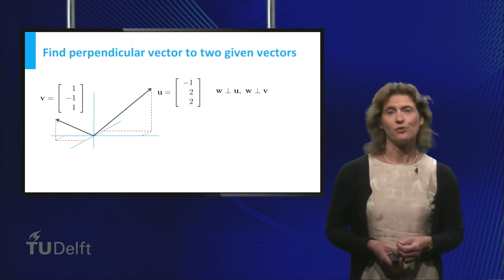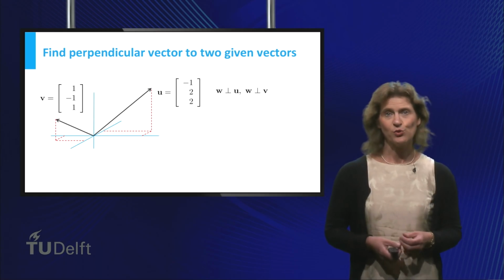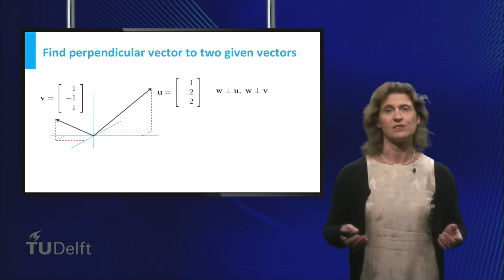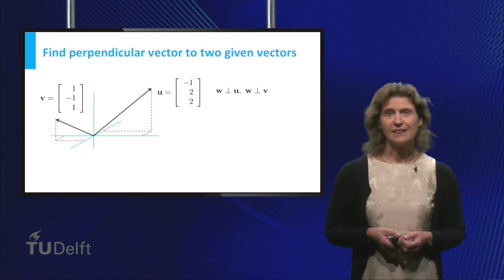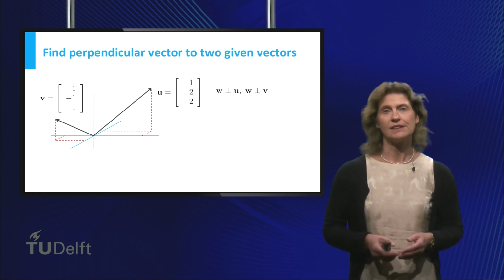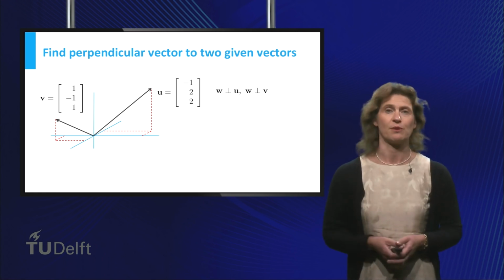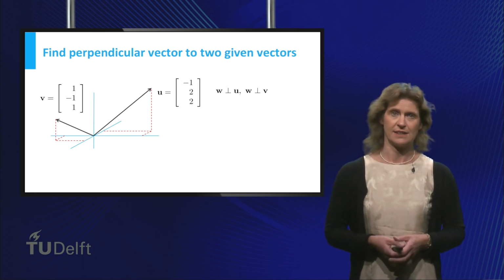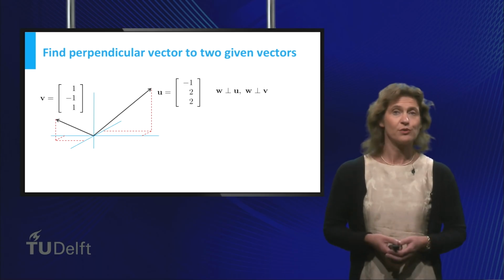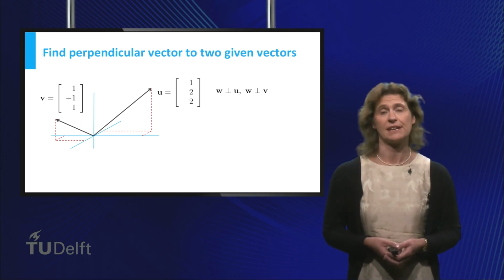Let's think about the following question. Given two vectors u and v in three-dimensional space, find another vector w that is perpendicular to both of them. How can you find it? Not a difficult question to answer, you would probably say.